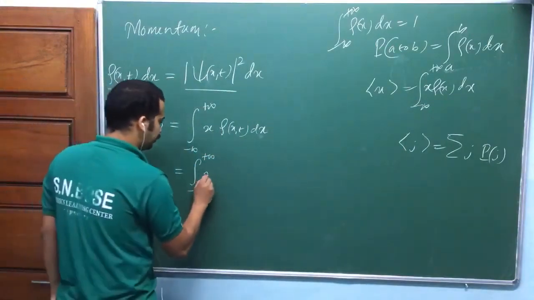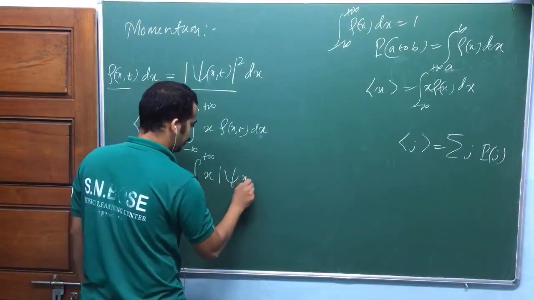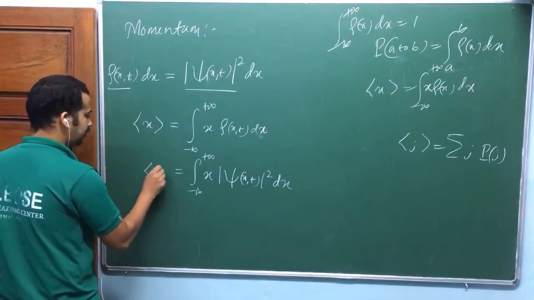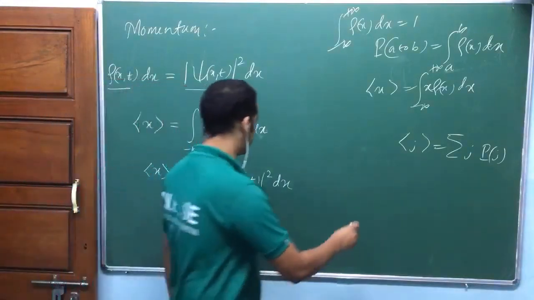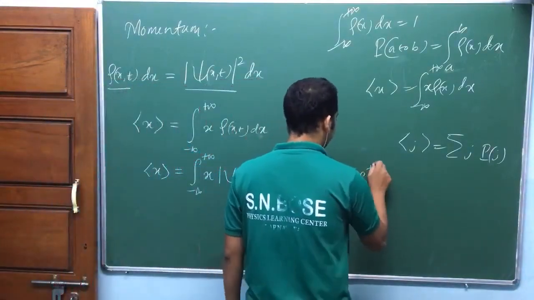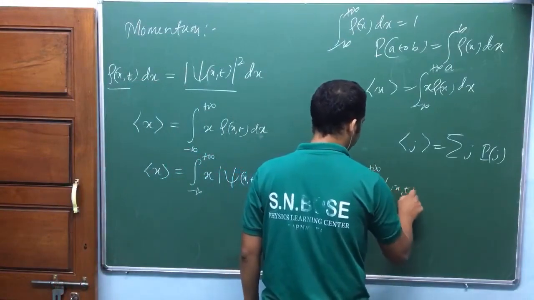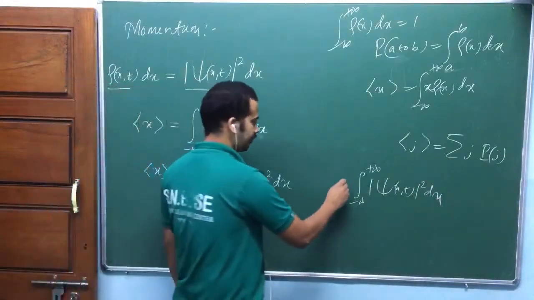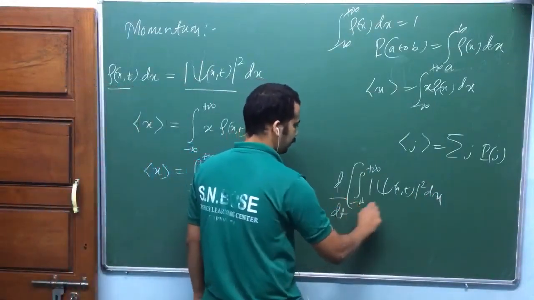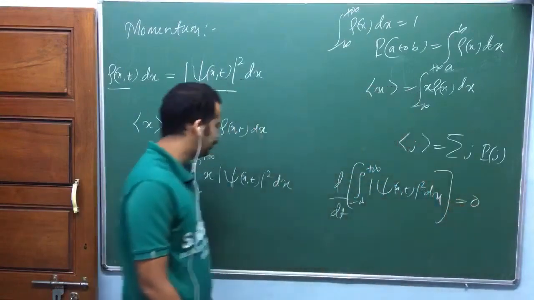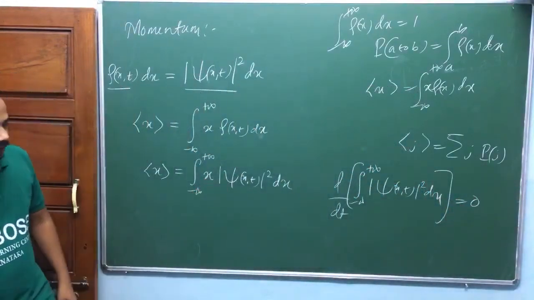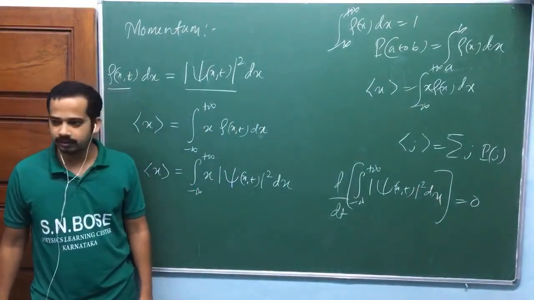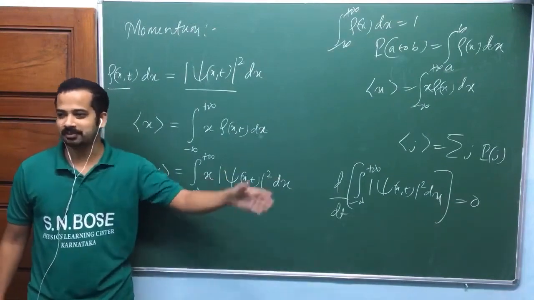So x into mod psi of x comma t whole square dx. So this can be a function of time. Look at here, very strange. The integral from minus infinity to plus infinity of mod psi of x comma t whole square dx is independent of time, isn't it? Yes. But if you multiply by x and integrate, that may depend on time in the most general case. You have to see the examples.